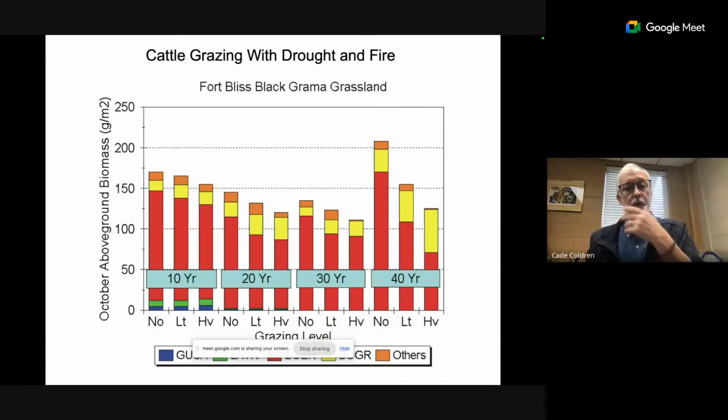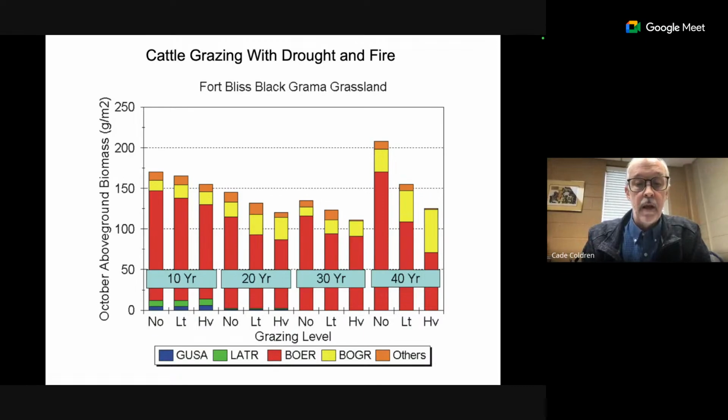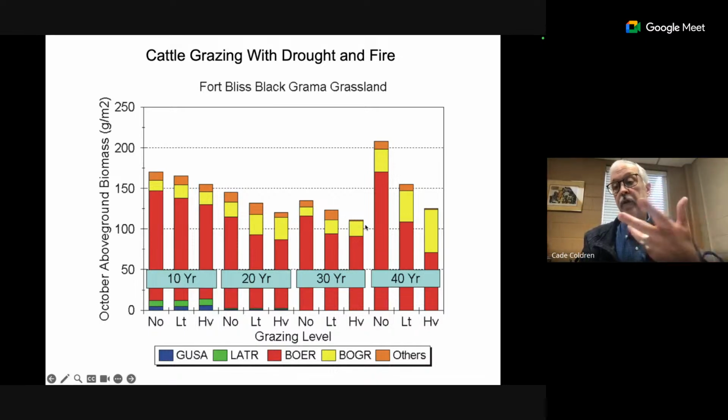And so let me explain what you're looking at here. So this is end of season above ground biomass at 10-year intervals, 10, 20, 30, and 40. Each of the colors represents a different plant species. So the blue and the green are the shrubs, and everything else are grasses and forbs. Let's see. So this no, LT, and HV are levels of cattle grazing: no grazing, light, and heavy. And you'll notice a decline through 30 years. That's due to drought. It broke in year 37, and hence the increase in biomass at year 40.